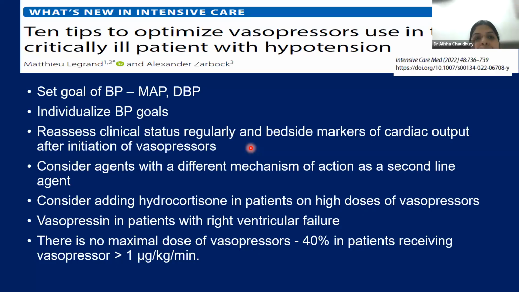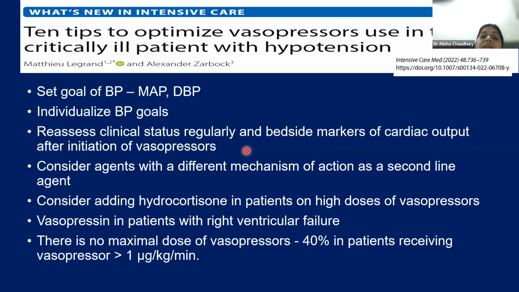So this is a good paper in case you are interested, which tells what tips you can use to optimize things when you're using vasopressors, especially in hypotension. You have to have a set goal of blood pressure. What is your mean arterial pressure? What is your diastolic blood pressure? Individualize your BP goals. If it is a traumatic brain injury patient, your blood pressure goal will be different. If it is a plain hypovolemic shock because of some peripheral trauma, for example a crush injury, then your goals will be different. And if it is septic shock, again, your goals will be different.